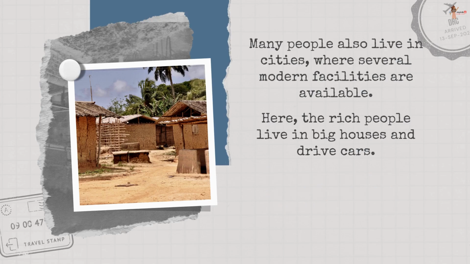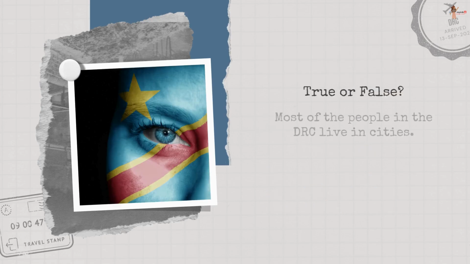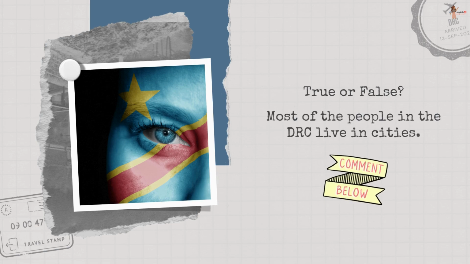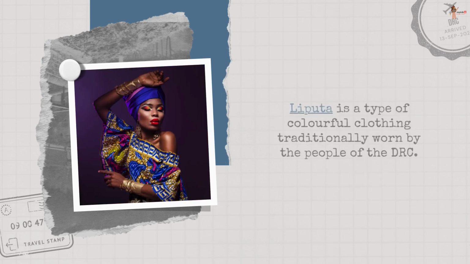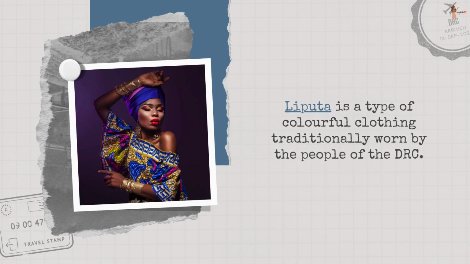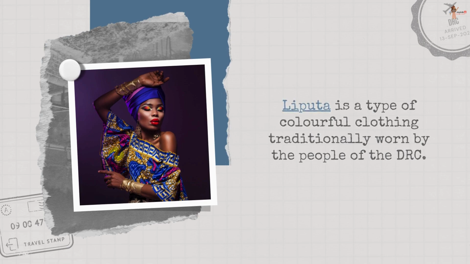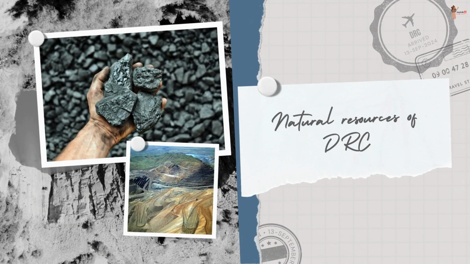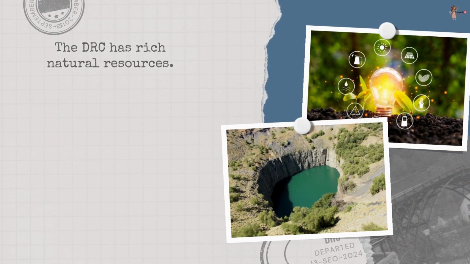Now tell me whether this is true or false. Most of the people in the DRC live in cities. Comment below and let me know. Lipita is a type of colorful clothing traditionally worn by the people of the DRC. Now let's talk about natural resources of DRC. The DRC has rich natural resources.